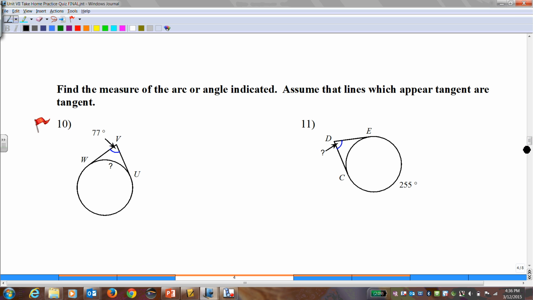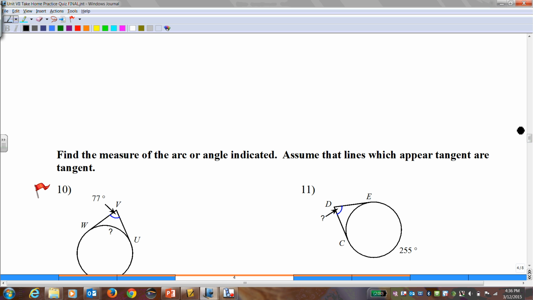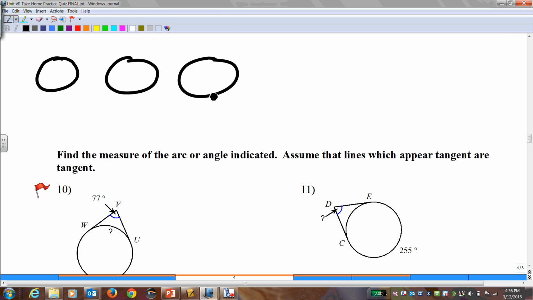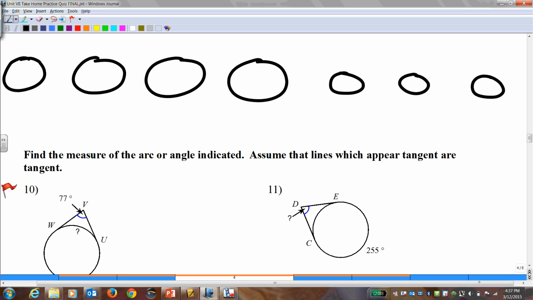Okay, 10 through the balance of the problems. These are all going to be the different kinds of circle angles. So let's very carefully write these out. 1, 2, 3, 4, 5, 6, and 7.